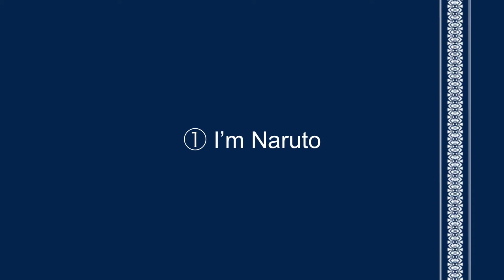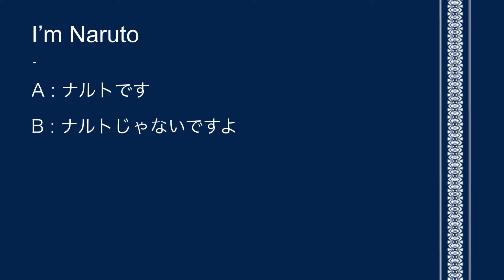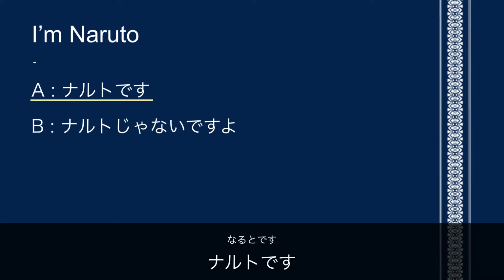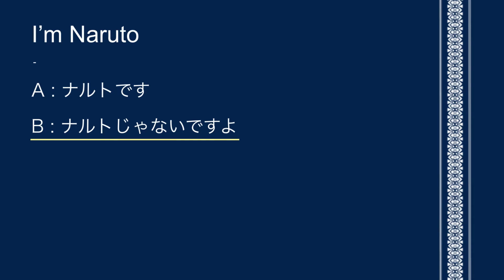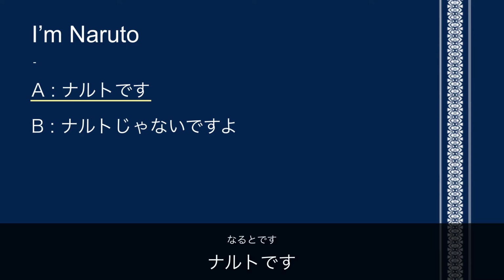それじゃ、行ってみよう。First of all, in the exam, you have to select a Japanese sentence that matches the specified English sentence. Then, the first sentence is that I'm Naruto, and the options are here. Naruto です。Naruto じゃないですよ。Well, this one. Naruto じゃないですよ。This sentence is negative form and it means I'm not Naruto, so it's not correct. Accordingly, this one is correct. Naruto です。I'm Naruto.